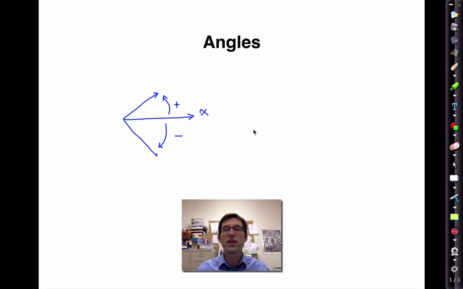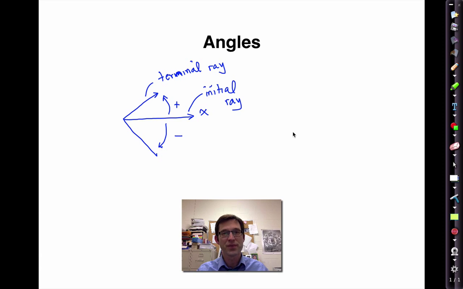But always think about the initial ray of the angle, right? Every angle has an initial ray and a terminal ray. Whoops. And a terminal ray. That almost looks like the word terminal. Not really. But that initial ray is always pointing along the x-axis, and the terminal ray, well, that's pointing somewhere else. Okay? So we talk about angles.